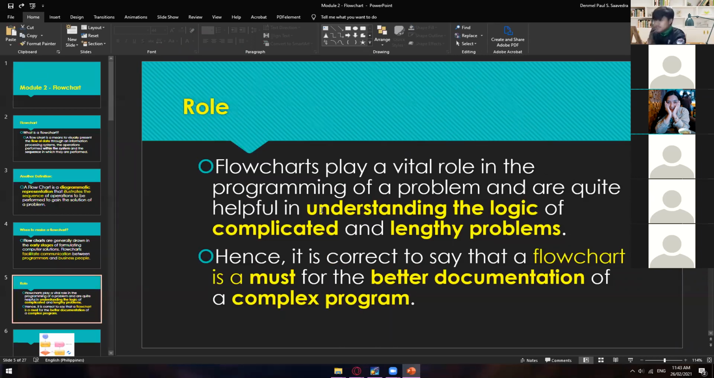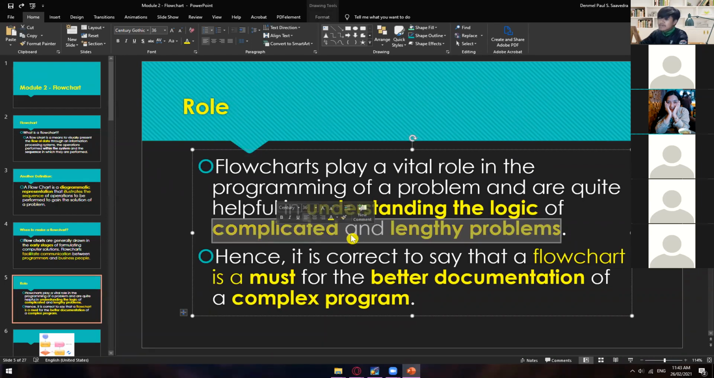All right. So here's the role of a flowchart. Flowcharts play a vital role in the programming of a problem and are quite helpful in understanding the logic of complicated and lengthy problems. For some reason, this is a little bit contradicting the concept of a flowchart. Because when we say flowchart, it is actually the bird's eye view, right? So it is okay if we have a concise, short, small system. Yeah, you can use a flowchart.